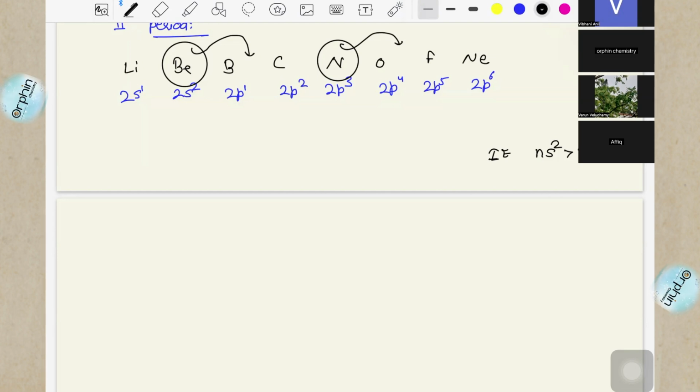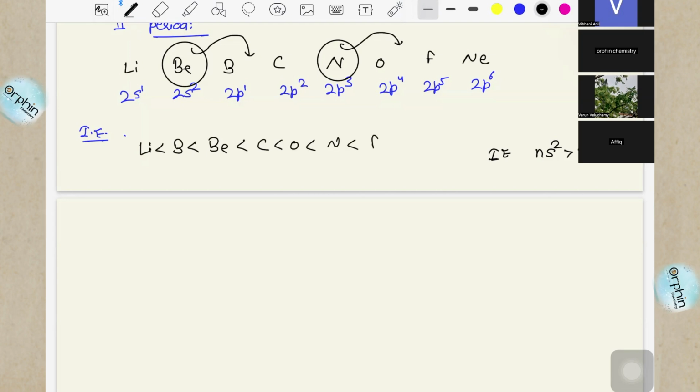Okay. So now what will be the order here? Can we just say about ionization energy? Yes. Lithium, boron, beryllium, carbon, oxygen, nitrogen, fluorine, neon. This will be the order. Left to right, there is increase, but there is a variation in two cases. This is because of NS2 configuration. This is because of NP3 configuration. Right? Is there any doubt in this order?